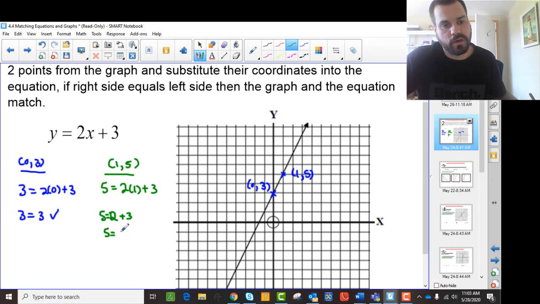So 5 equals 5, and we would say, yes, that is also good. So because of that, we know that this is the equation that matches that graph. Now, you might say, well, why did you pick 0 and 3 and 1 and 5? Why didn't you pick some other points?